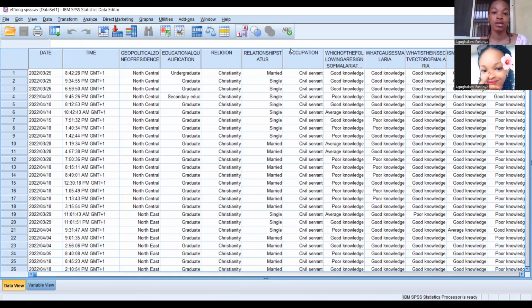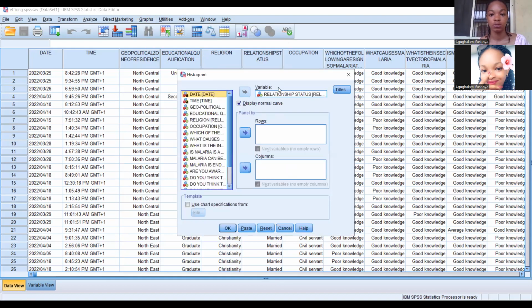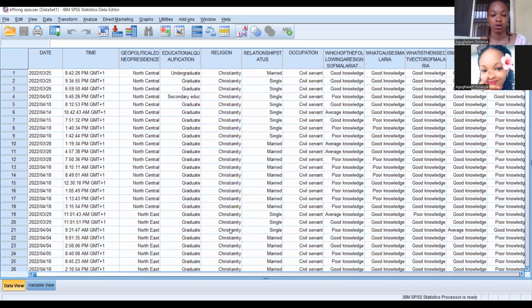First, it depends on different people, but I like to go to my graphs first, my legacy dialogues. So graphs, legacy dialogues, histogram. Then relationship, display normal curve, and that is my output.